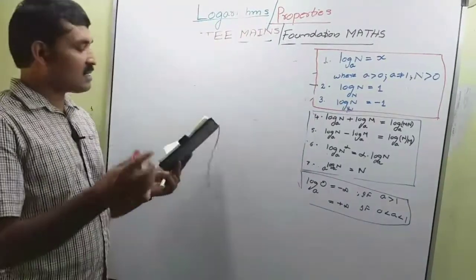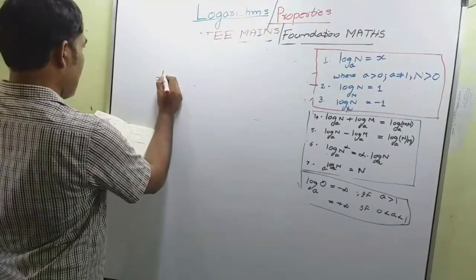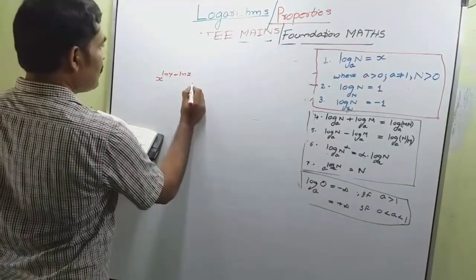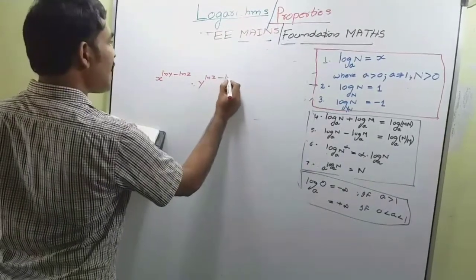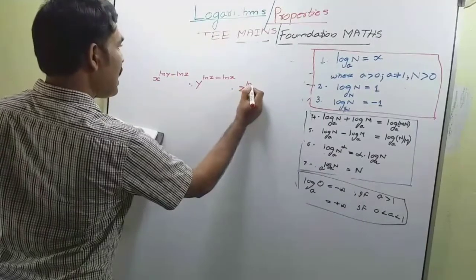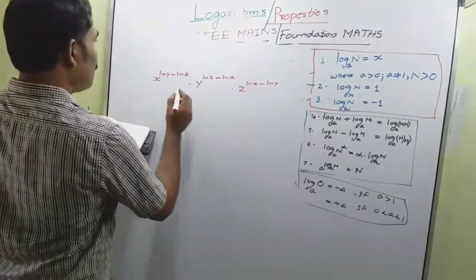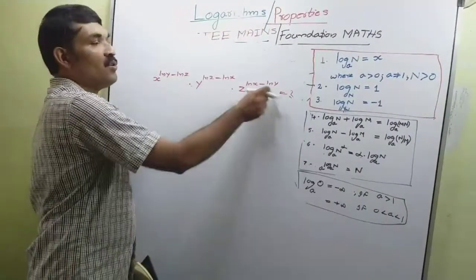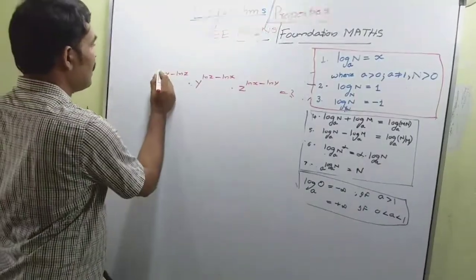Okay, consider the question: x raised to ln y minus ln z, into y raised to ln z minus ln x, into z raised to ln x minus ln y. Then what is equal to the question? We want to find the value of this term. That is ln.